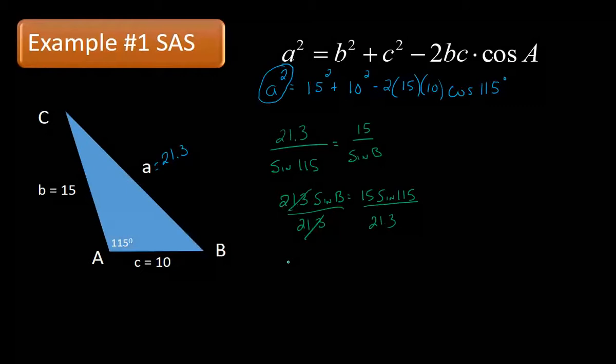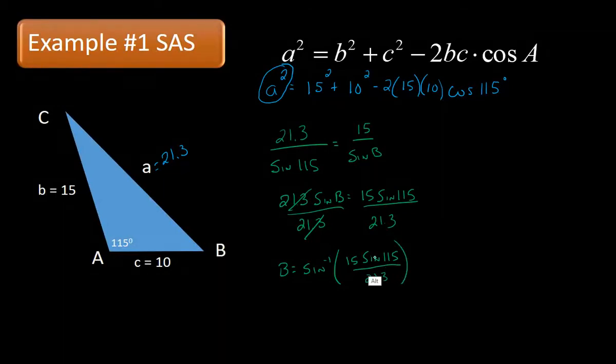That'll get me the sine of B. And then what I need to do with this is take sine inverse to get angle B. Sine inverse of 15 sine of 115 over 21.3. And so I'll go back to my calculator.